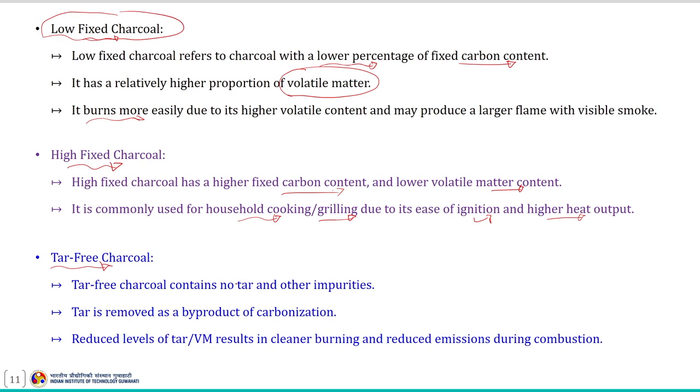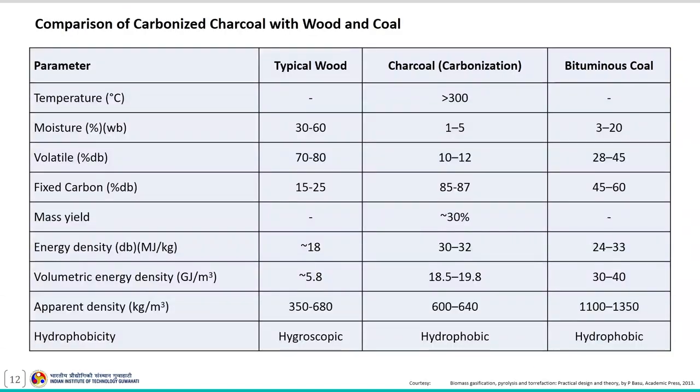So, the tar free charcoal here contains no tar and other impurities, that's why it is called tar free charcoal, and the tar is removed here as a byproduct of the carbonization process. Reduced levels of tar and volatile matter result in cleaner burning and reduced emission during the combustion operation. So, this table here depicts the comparison of wood charcoal, wood and coal samples.